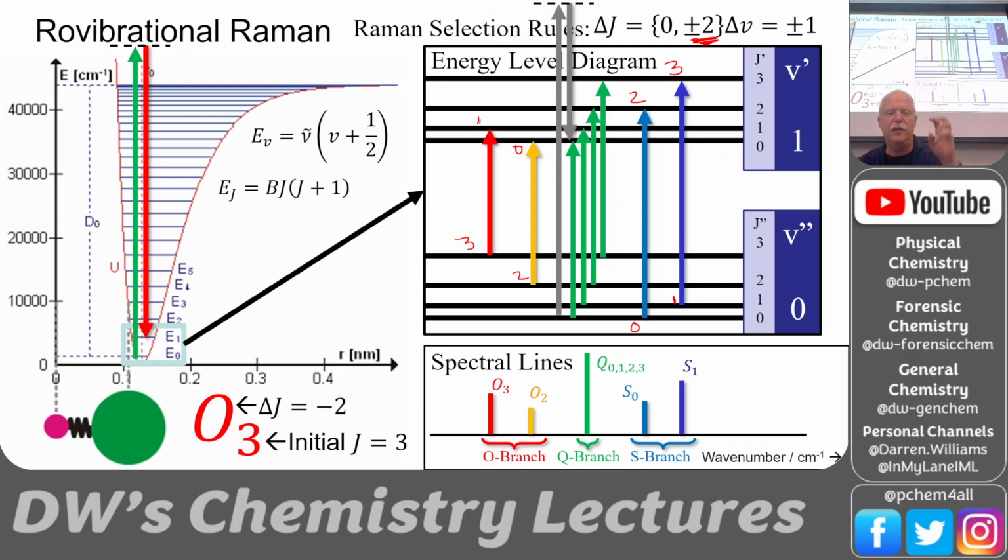So this is how we label it. Whenever you see O, you know delta J is minus 2. If you see S, delta J is plus 2. If you see Q, delta J is 0. And then the subscript is always the quantum state that it starts in. So it starts at 3 and goes down to 1. So those are the Raman rovibrational spectrum.